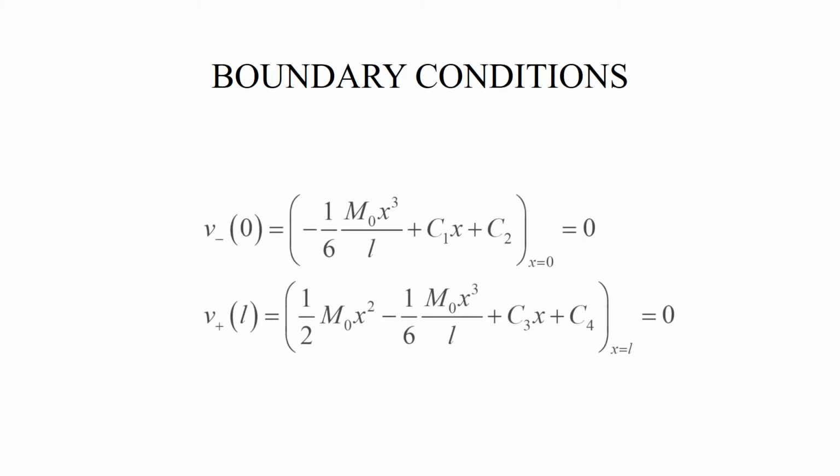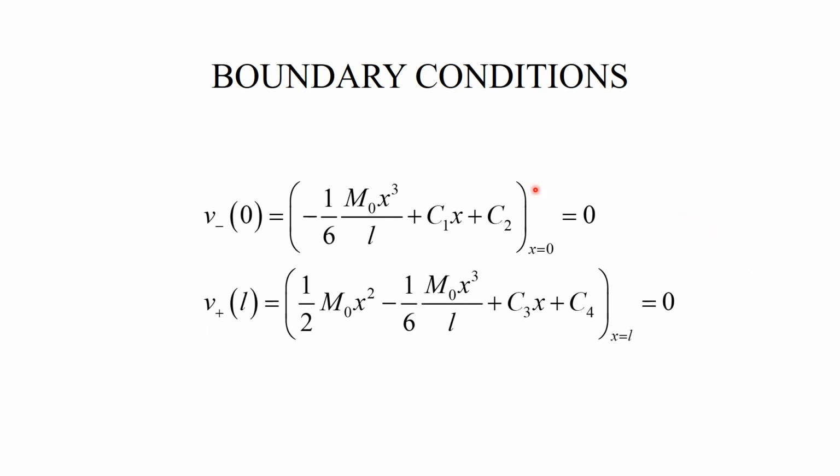Start with the boundary conditions. I take the function v minus and evaluate it at x equal to 0 and equate it to 0. So this equation is very easy to evaluate because this term is 0, this term is 0. It means that C2 is equal to 0. Very simple equation. Then I take the equation for v plus and evaluate it at x equal L. It's a little bit more cumbersome equation than the first one, but nevertheless, not a big deal.